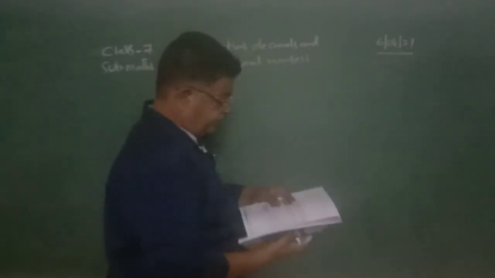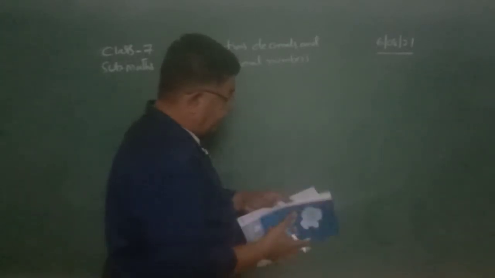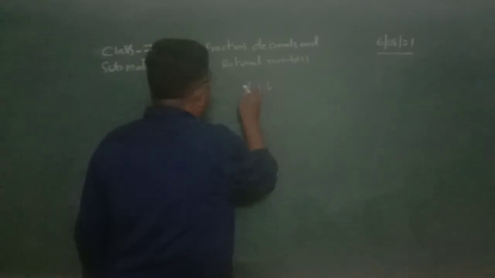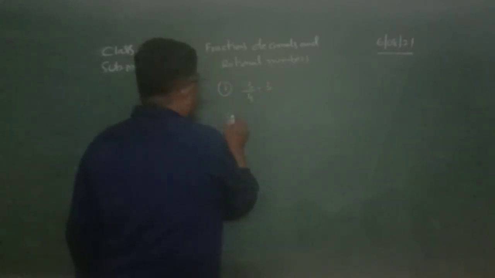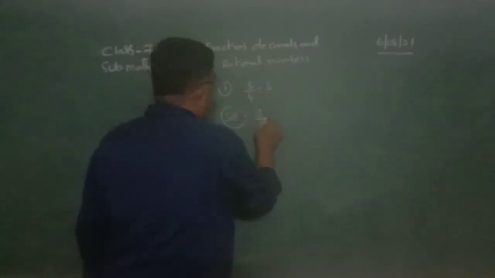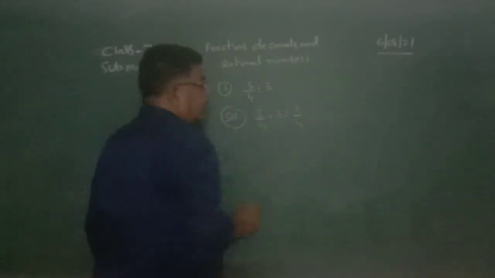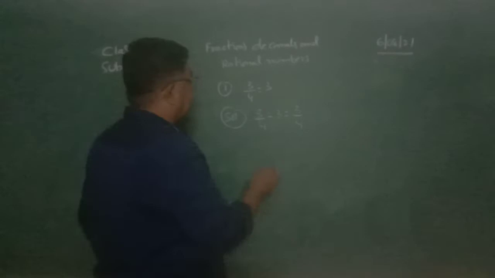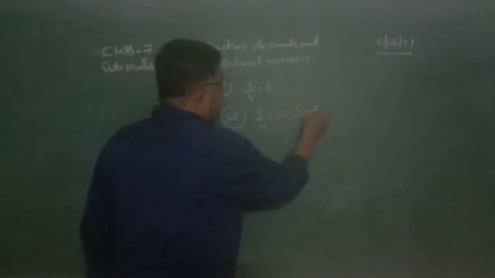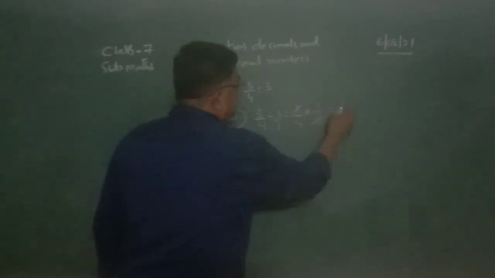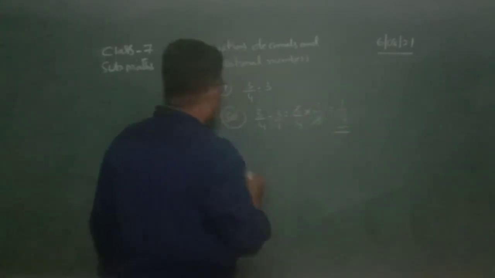Next, calculate the following. 3 by 4 divided by 3. First problem. Solution. First step as it is, 3 by 4 divided by 3. The reciprocal of division is multiplication. So 3 can be written as 3 by 1, actually; its reciprocal is 1 by 3. Now 3 and 3 get cancelled. The final answer is 1 by 4.